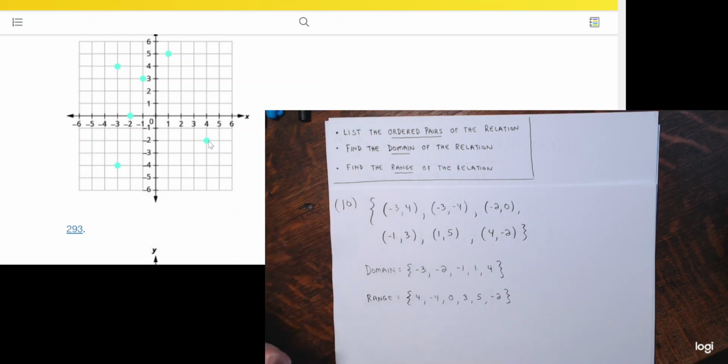Now again, if you want to, you can write this in order from least to greatest. You know, go -4, -2, 0, 3, 4, and 5. Doesn't matter though, it's the same set.